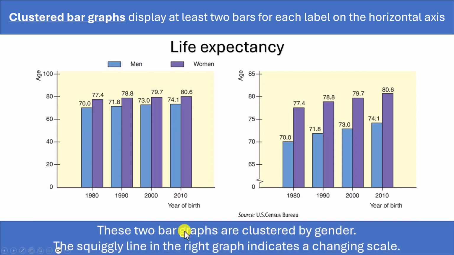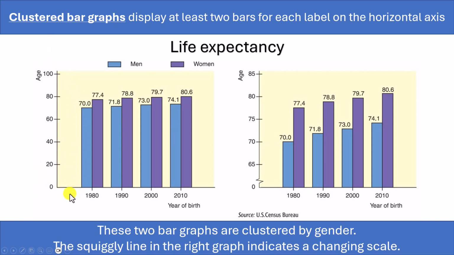Here we have 2 graphs which are clustered by gender, because every label on the horizontal axis here has a bar for each of the different genders or sexes. We have men and women for each of the different categories. So we would say that these graphs are clustered by gender. Now the graph on the right has this little changing scale symbol that indicates that we're jumping the scale. We go from 0 and then we jump all the way up to 65 to 70, 75, etc. You notice here we don't have frequency for our vertical axis like was defined on the previous slide. So there can be exceptions to that, like we have actually a quantitative variable here.